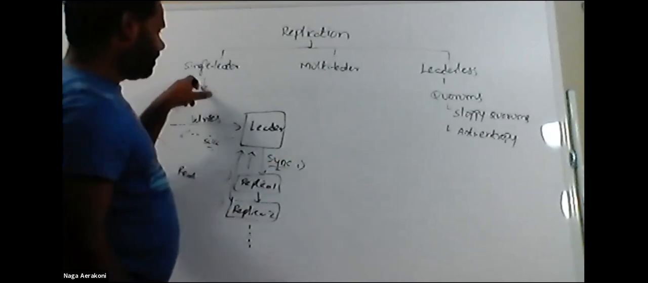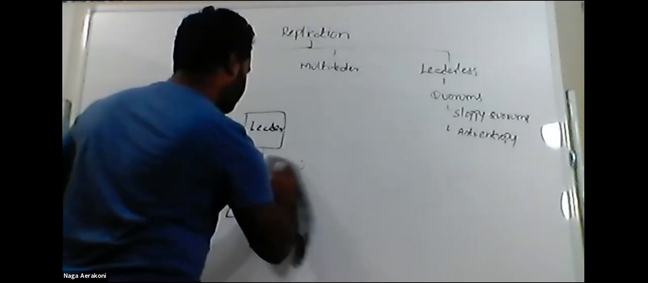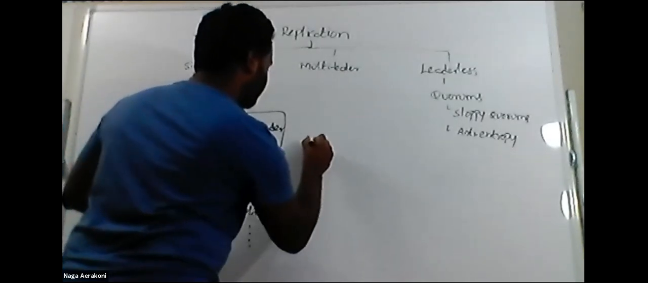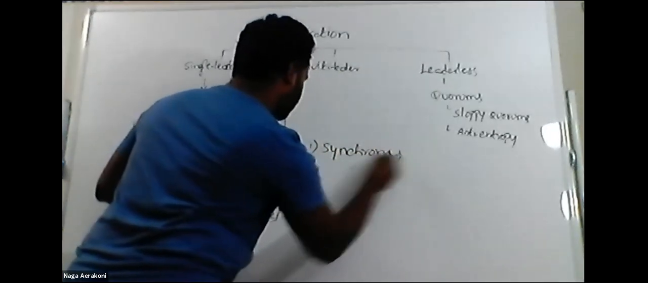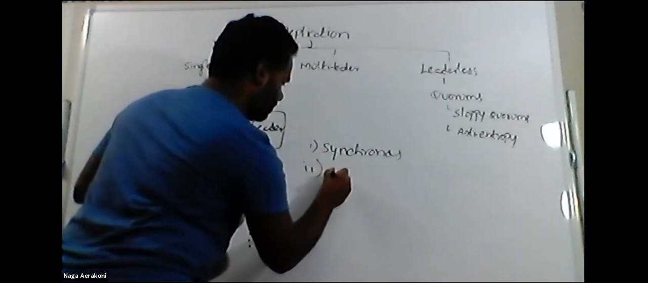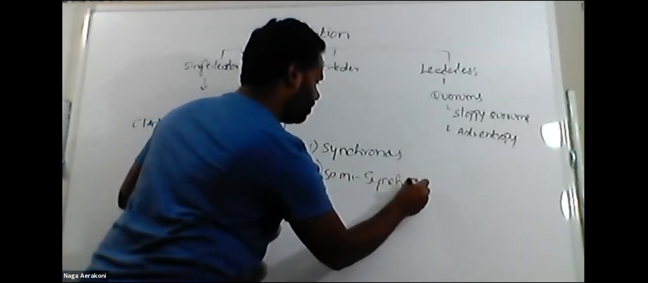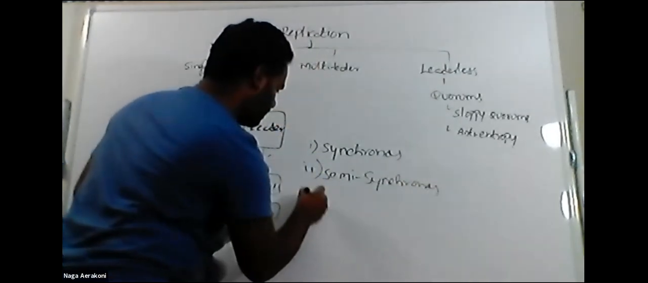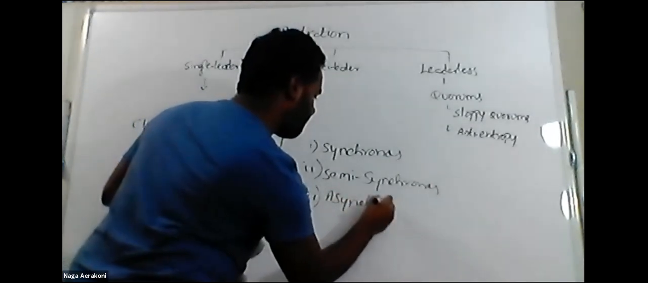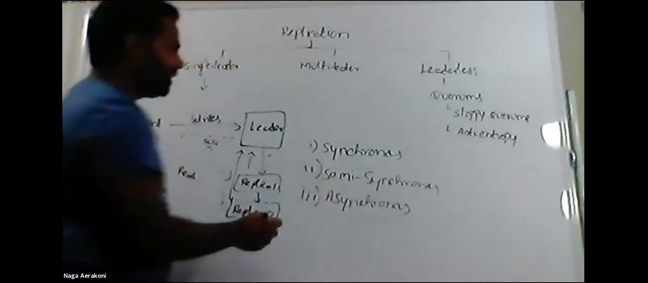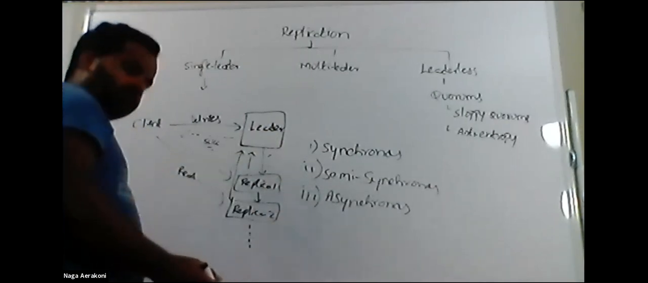In a single leader setup, you can have synchronous replication. Let me write it here. One of the strategies is synchronous, which we talked about now. The other is semi-synchronous, which I'll explain shortly. And the other strategy is asynchronous. These are the strategies by which the leader and replicas are synced.